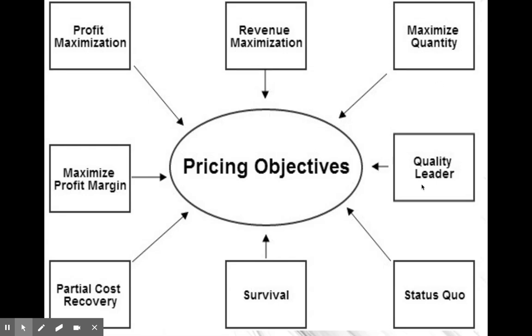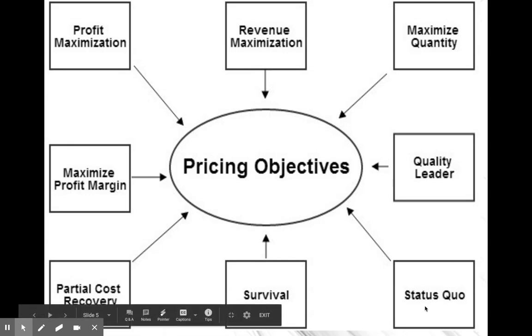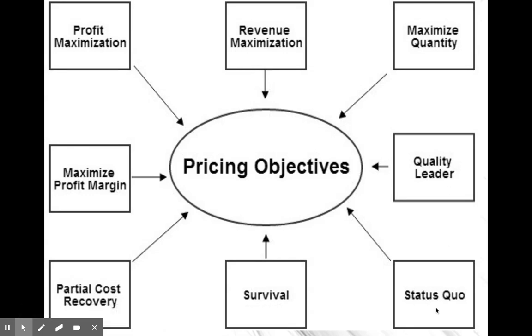Quality leader, trying to be the best one out there. Okay, and that might be that you are the highest price. Maybe it's not the highest price, but you do have the best product you can possibly put out there. When we talk about status quo, we're just trying to stay right in the middle.